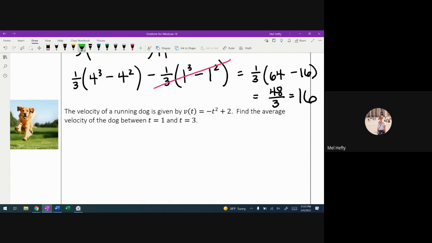So let's say we got a dog. This is not my dog. This is a random dog. But let's say we're given that velocity function. Here, we're finding average velocity.